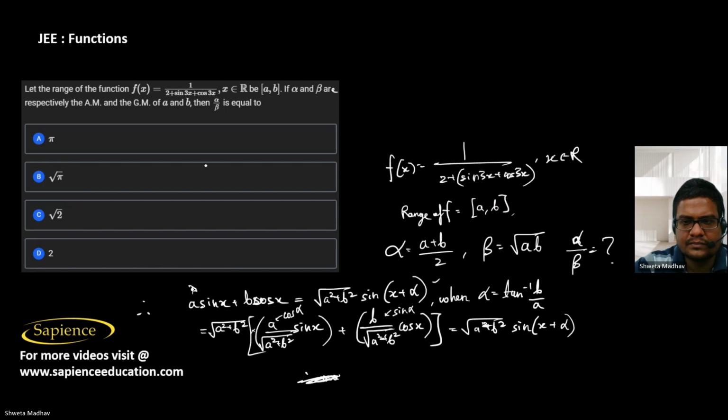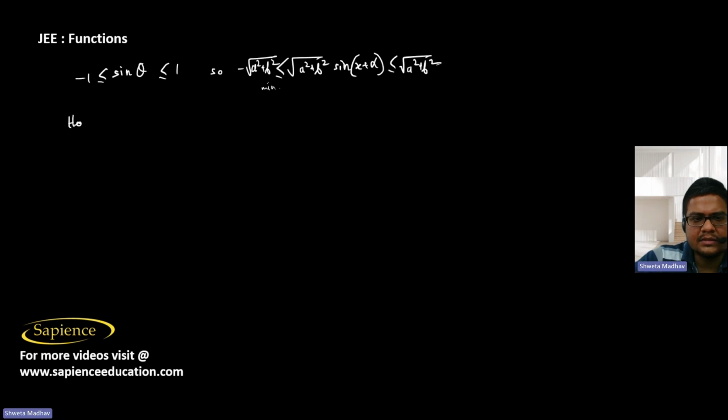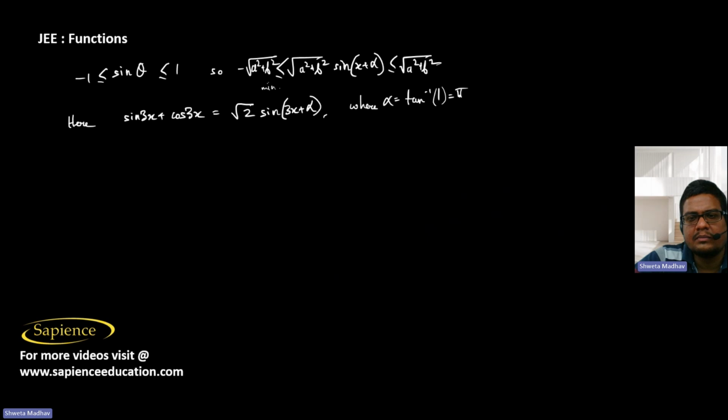So now alpha by beta value we have to find out. So now similarly here this sine 3x plus cos 3x can be written as root 2 sine of 3x plus alpha, where alpha is equal to tan inverse of 1 by 1. So tan inverse 1 is equal to pi by 4. So therefore this can be written as root 2 sine 3x plus pi by 4.